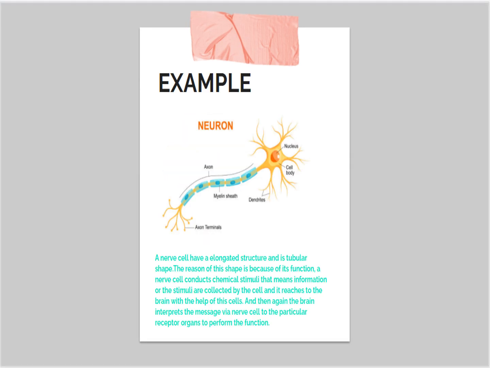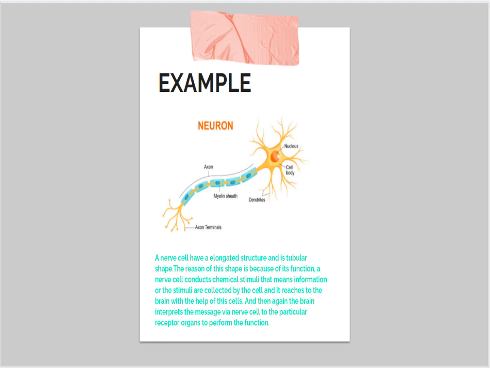Similarly, let us take the example of a nerve cell. Students, you are already aware of the structure of a nerve cell. In your previous classes, you have seen a nerve cell diagram in your textbook. A nerve cell is an elongated structure.